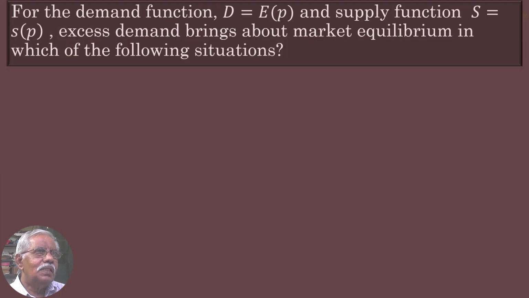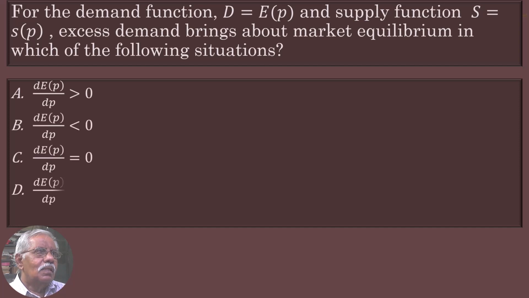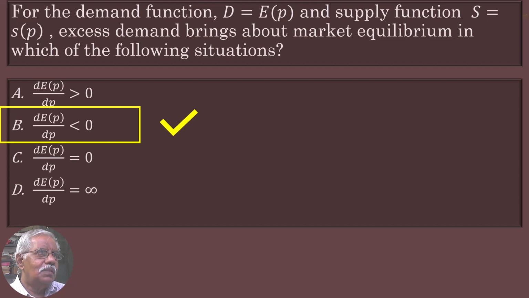For the demand function D(P) and supply function S(P), excess demand brings about market equilibrium in which of the following situations? A: dD(P)/dP greater than 0. B: dD(P)/dP less than 0. C: dD(P)/dP equal to 0. D: dD(P)/dP equal to infinity. The correct answer is B, dD(P)/dP less than 0.